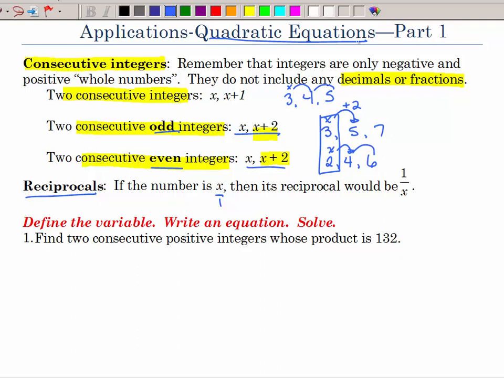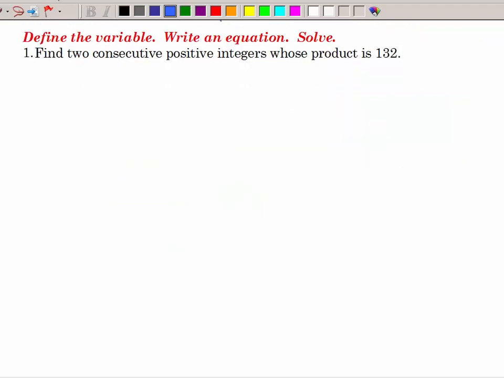Alright, so just like throughout the semester, I've asked you to define your variable, write your equation, and solve. You cannot just give me the answer, even though on some of them you might be able to just figure it out. And that's good, and that way you'll know if you have the right answer. So we want to find two consecutive positive integers whose product is 132.